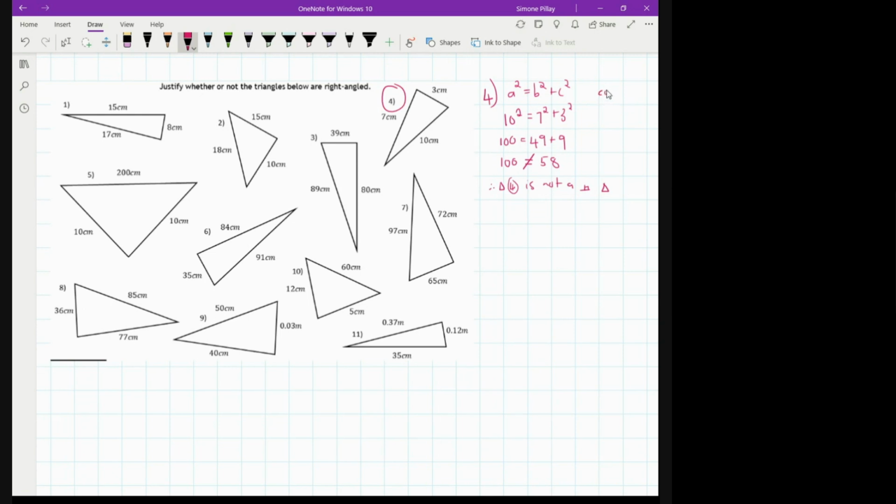Thank you very much. Converse Pythagoras. Beautifully done, Uma. And let's not forget, whenever we say it's not equal, we want to draw this cross through our equal to sign.